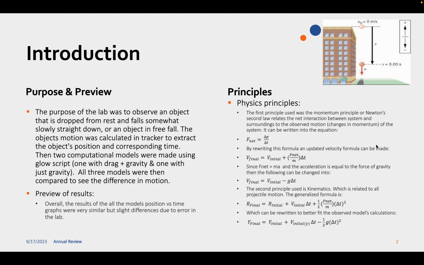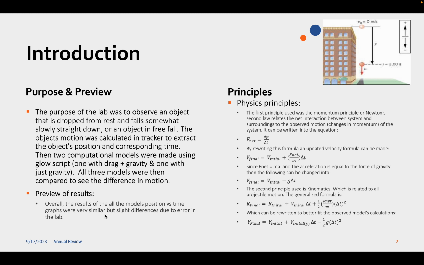We used the momentum principle, which we did use in the last lab, and figured out that it could be rewritten into this equation, but due to Fnet equals ma, we can rewrite this term to equal the force of gravity. And then for the position of the object, we're going to have to use a kinematics equation because it is projectile motion, and the generalized formula is this, but obviously since we're only talking about the y component of displacement, we can change it to this.